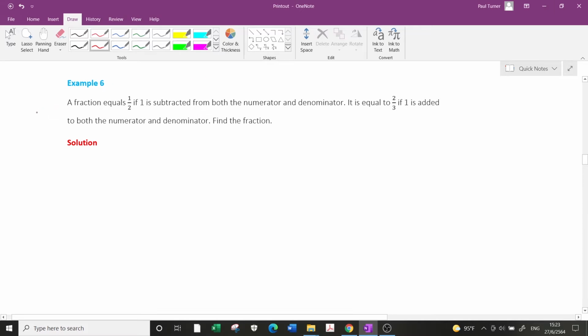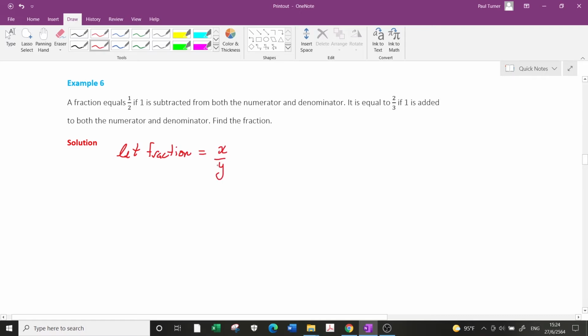In example 6, we have a fraction question. We have a fraction that will equal a half if 1 is subtracted from both the numerator and denominator. It is equal to 2/3 if 1 is added to both the numerator and denominator. We want to find that fraction. So how about we let the fraction equal x on y.